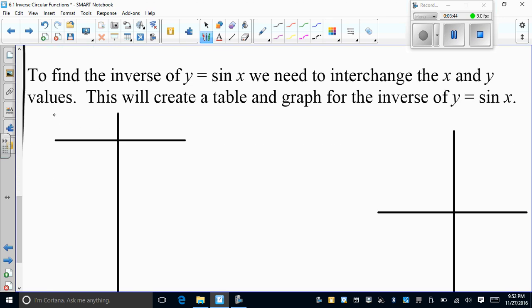So we have negative 1, negative radical 2 over 2, 0, radical 2 over 2, and positive 1. And then this is going to become negative pi over 2, negative pi over 4, 0, pi over 4, and pi over 2.